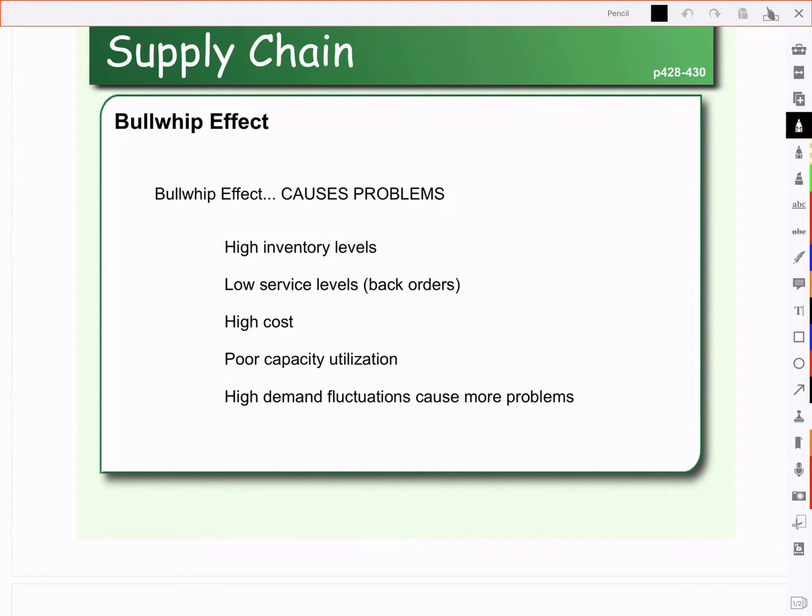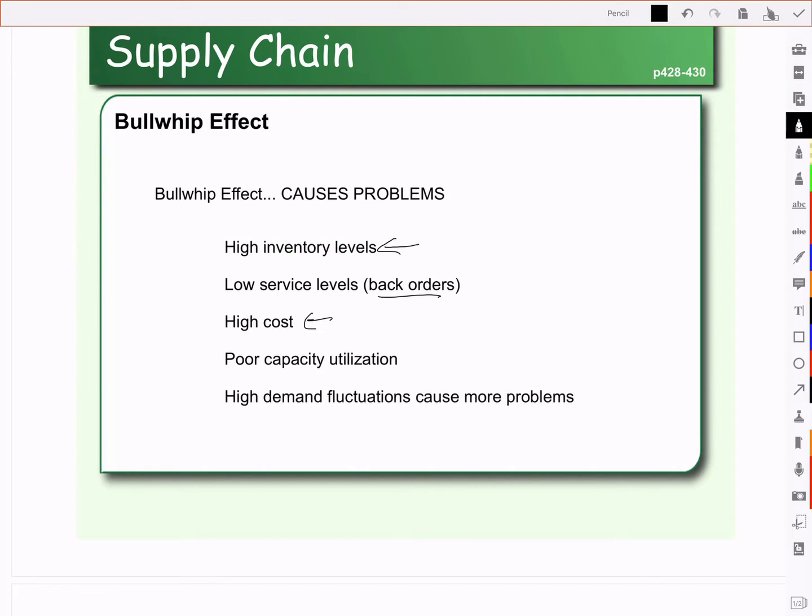The first problem it creates is you have high inventory levels, right? You have too much inventory because you don't know how much you're going to need, so you order extra just in case, which then jacks up the costs, right? Because now you have to store that inventory, and remember that if you have too much inventory, you have storage costs, you have obsolescence costs. So it gets expensive.